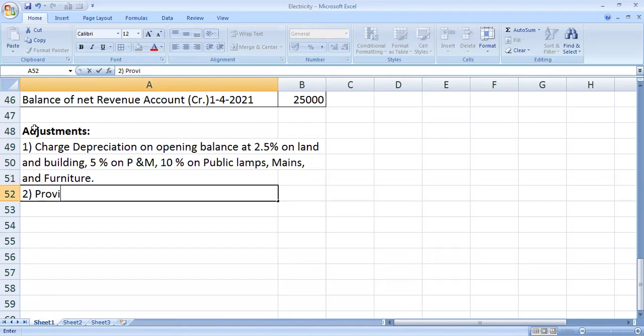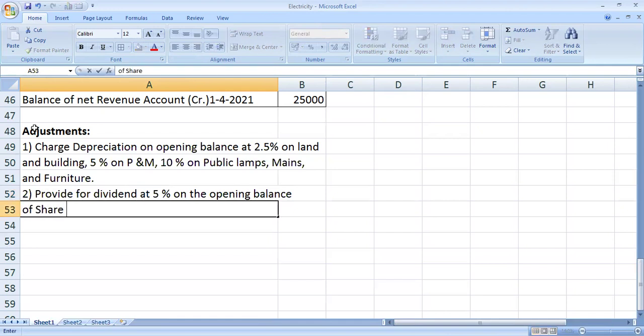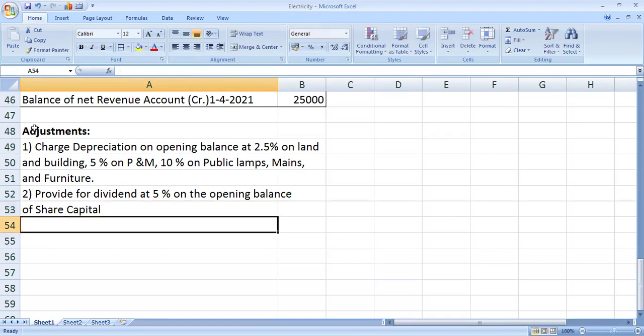Second adjustment, provide for dividend at 5% on the opening balance of share capital. Third adjustment, transfer ₹5,000 to general reserve. This is the whole question. Now I am taking the solution of this question.